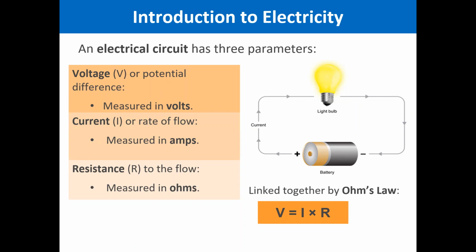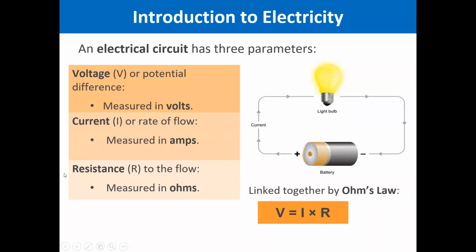Current is the rate of flow of electrons. How many electrons are passing through a conductor per unit time, that is called current, and that is measured in amperes. So the rate of flow of electrons, or the rate of flow of electricity, is called current, and it is measured in amperes.